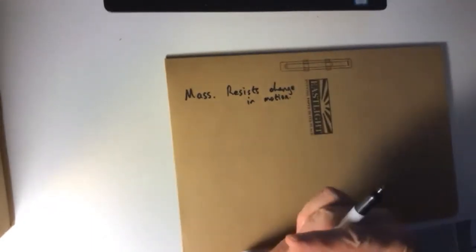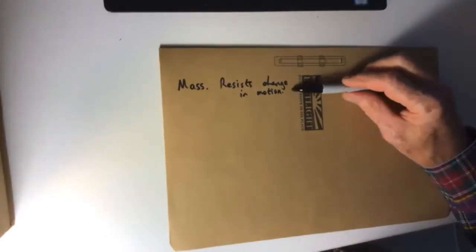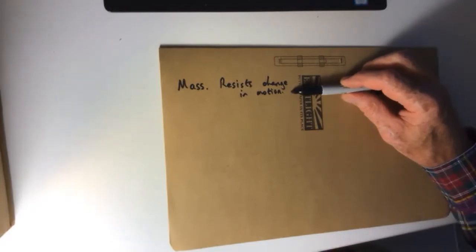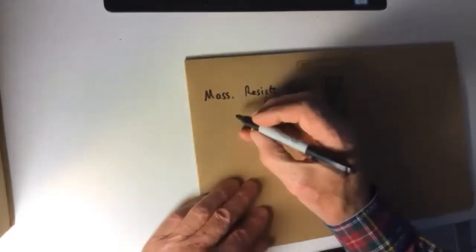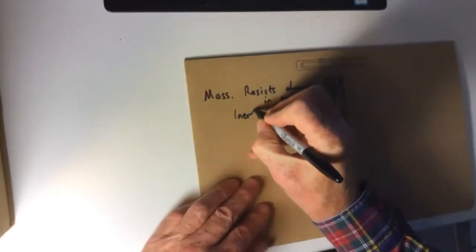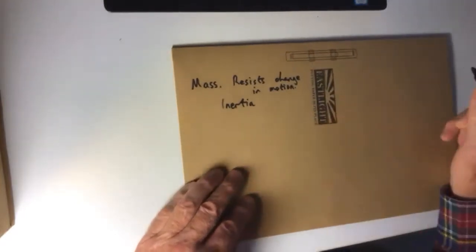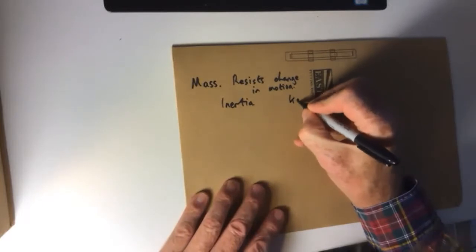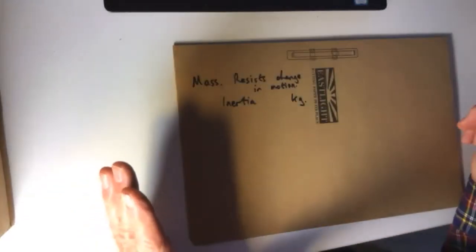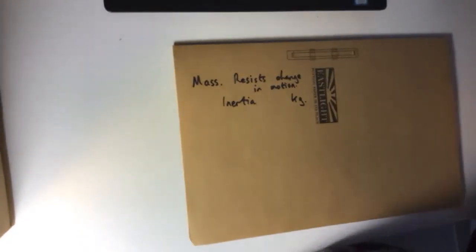Basically, guys, if something is rocking along, it doesn't want to stop moving. And if something has stopped moving, it doesn't want to start. That's called inertia. That's what mass is. And of course, we measure it in kilograms. We also use tons and grams, but for SI units, we use kilograms.